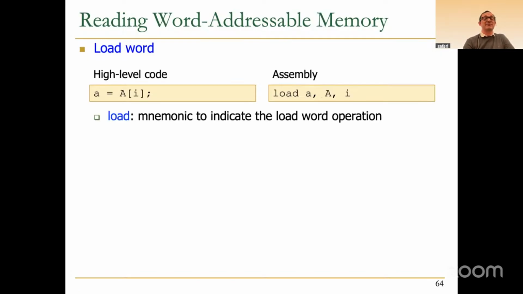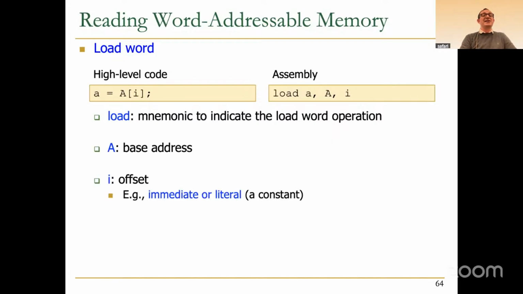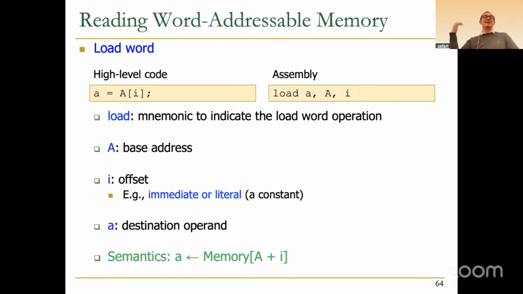Load is a mnemonic to indicate the load word operation. In this case, it's a load word, meaning get a value of size word, 32 bits in MIPS. A is the base address, I is the offset. This is also called an immediate or literal. Essentially, it's a constant. A is the destination operand, destination variable. And the semantics looks like this. I already said this basically.